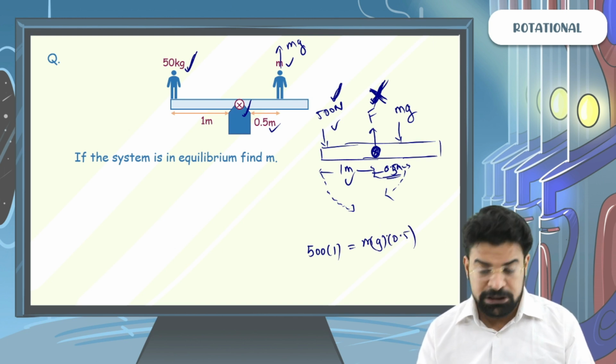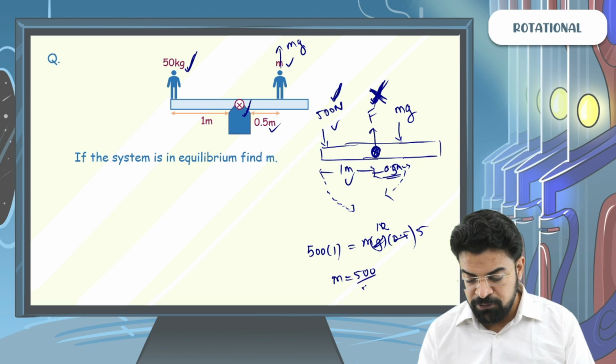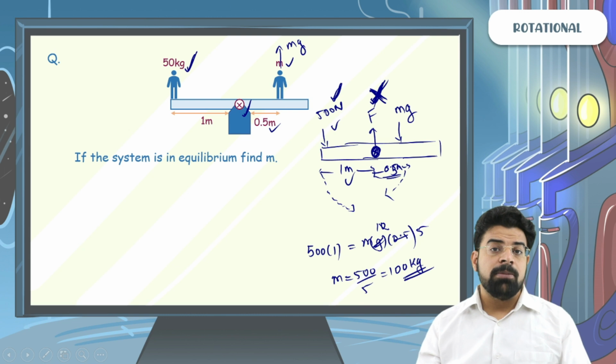Substituting the value of g as 10, we get 0.5 into 10. This whole term becomes 5. So your m comes out to be 500 by 5, and 500 by 5 comes out to be 100 kg. So this has to be the mass of the person.